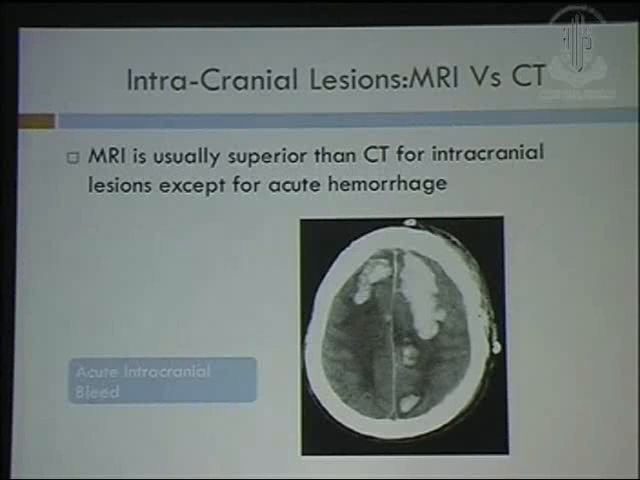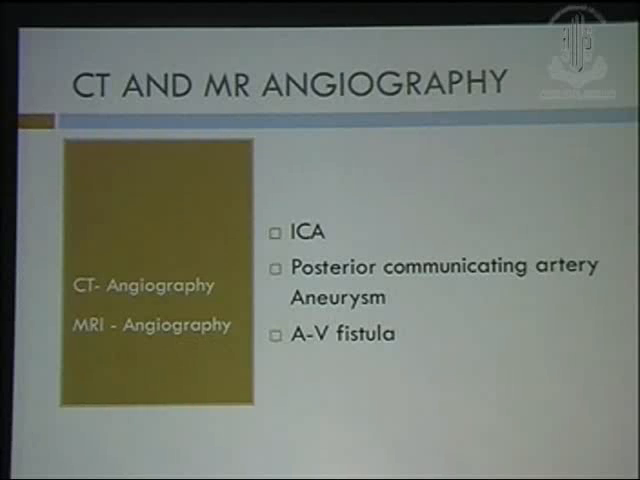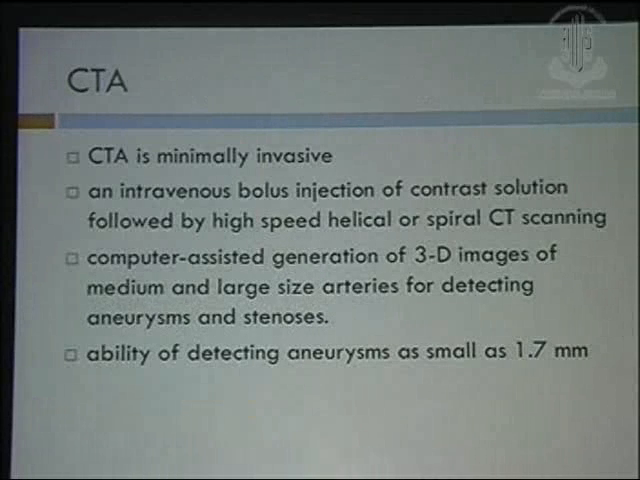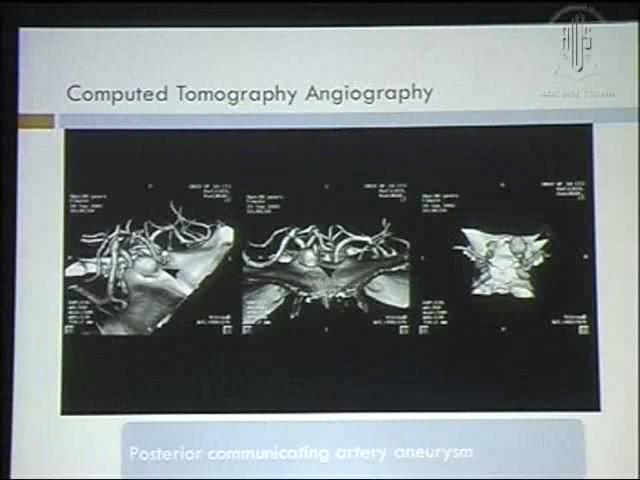So MRI is usually superior to CT in picking out most of the intracranial lesions, but definitely CT can be useful in finding out lesions like acute hemorrhages. CT and MRI angiography is usually used for finding out any intracranial aneurysms or posterior communicating artery aneurysms. CT angiography is minimally invasive, and it can be done with the assistance of a computer. You can make 3D images of the various medium and small sized arteries. This is a picture of the CT angiography which has been done for a posterior communicating artery aneurysm.